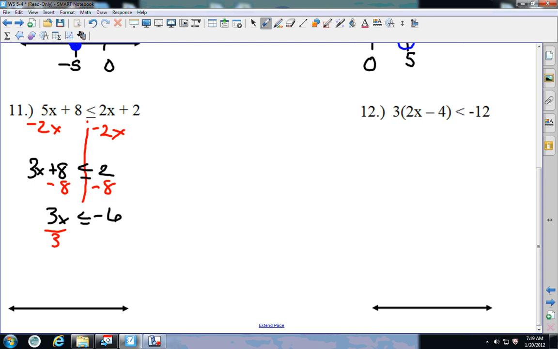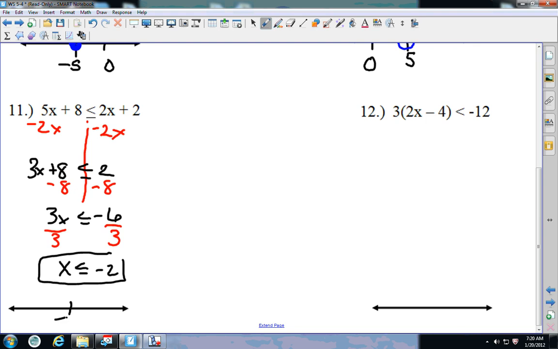I'm going to divide by 3. Now, in this case right here, am I supposed to flip the sign? No, because the only reason you flip the sign is when you're dividing by a negative, when the bottom number is a negative. So it stays the same. It is x is less than or equal to negative 2.